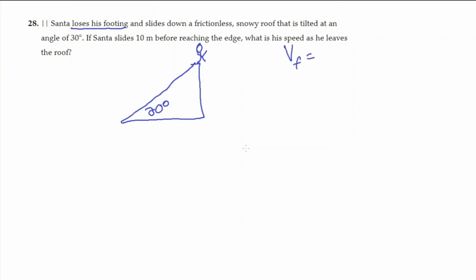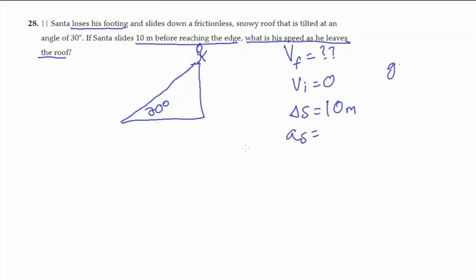So let's write down what we know. v final is going to be unknown because that's what we're figuring out: what is his speed as he leaves the roof? v initial is going to be 0. And delta S, we're given that here: 10 meters before reaching the end. And then the angle is 30 degrees. So our acceleration is again g sine theta. Sine 30 degrees is 0.5, so 9.8 times 0.5 is 4.9 meters per second squared.